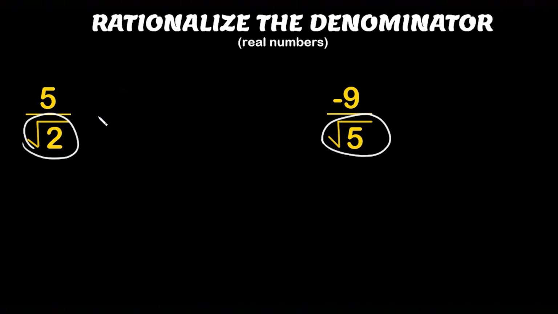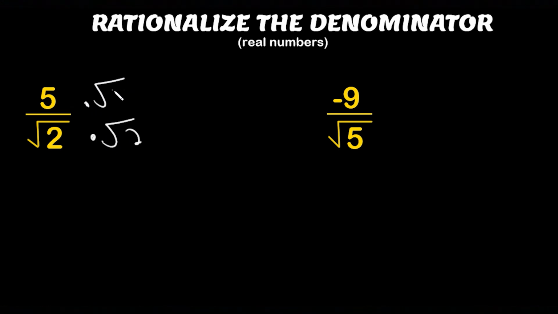Okay, so let's take a look at the first problem. I have 5 over the square root of 2. I have to get rid of that irrational part, and it's really simple. These two problems are going to be really easy. All you have to do is multiply by what you see in the denominator. In this case, I'm going to multiply by the square root of 2. And I'm going to do that to both the numerator and the denominator. So I'm going to multiply here by the square root of 2, and I'm going to multiply here by the square root of 2.